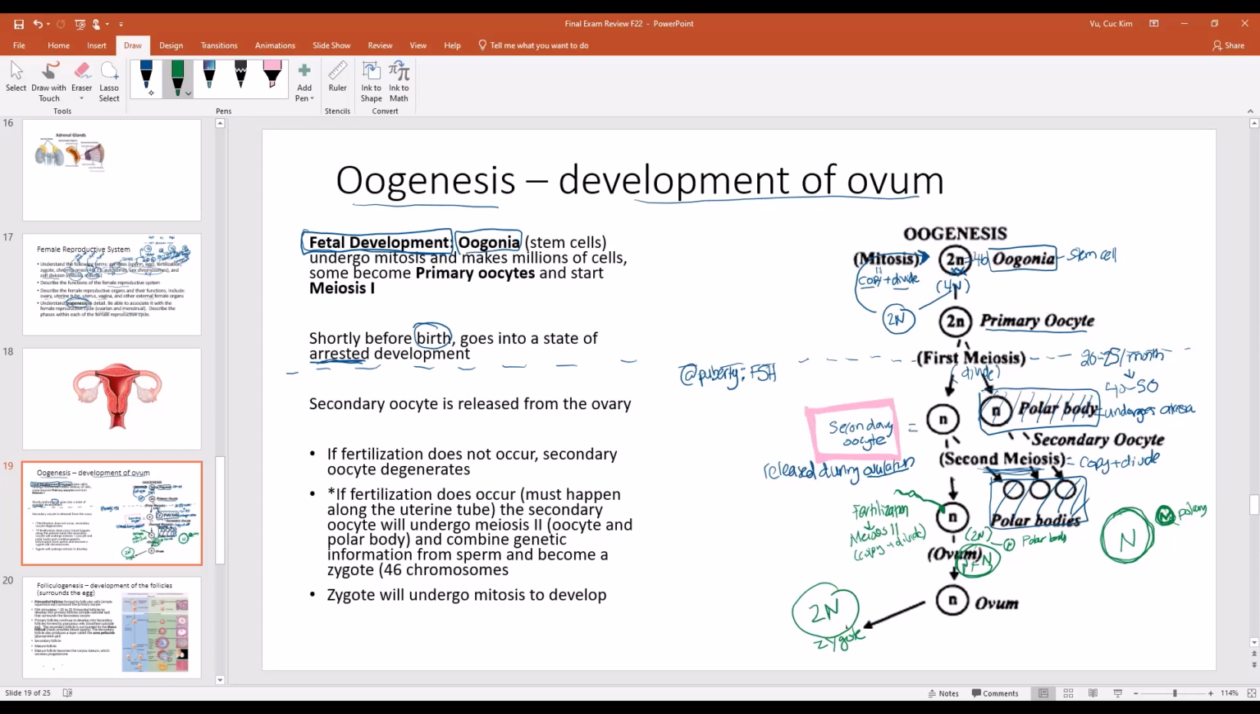Mitosis is an expansion. So this zygote is going to copy itself 2N to 2N to 2N until finally it's going to develop the brain, it's going to develop the organs, it's going to be an embryo, it's going to be a fetus, and finally it's going to be born as a baby.